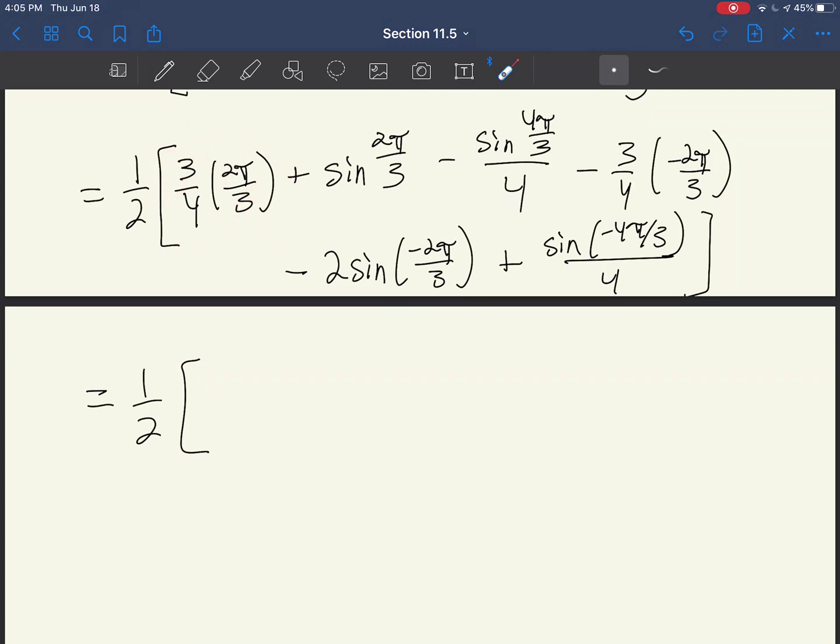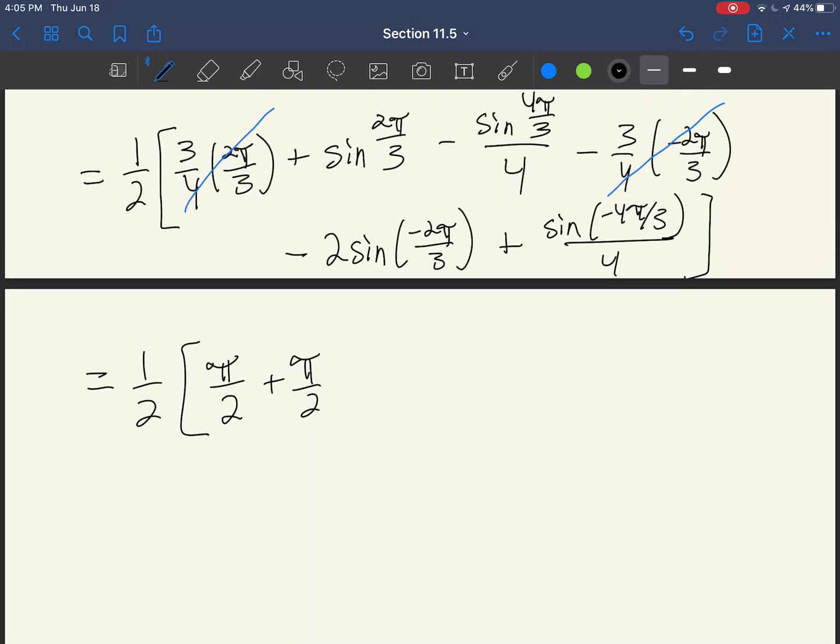Okay, start to cancel. 3/4 times 2 pi over 3. The 3's cancel. The 1/2, the 2 and the 1/4 will turn into 1/2. So we get pi over 2. Coming over to this value, we have negative, the same thing, so we'll be adding another pi over 2. So blue means we've already taken care of it. I think I dropped my 2 right there.